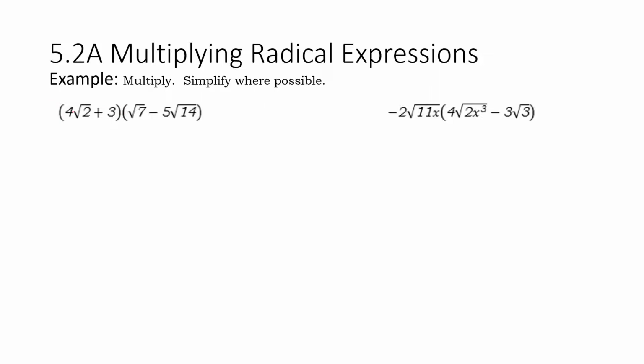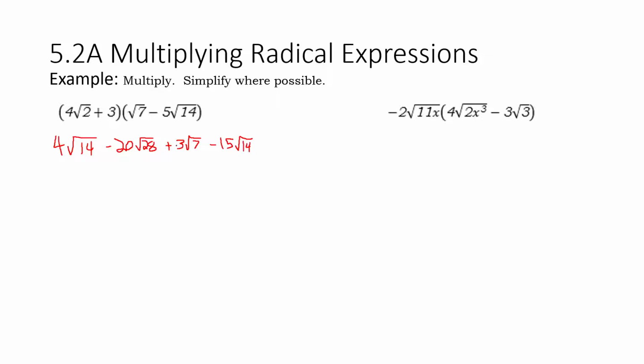So 4 root 2 times root 7 is going to be 4 root 14. And 4 root 2 times negative 5 root 14 is going to be negative 20 root 28. Now the 3 times root 7, that is plus just 3 root 7, because it's 3 times root 7, so 3 root 7s. And then 3 times negative 5 root 14 will be negative 15 root 14.